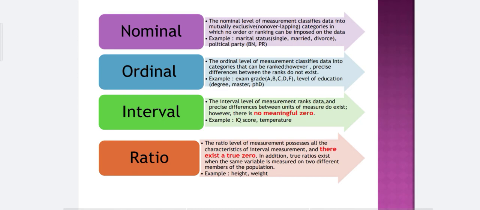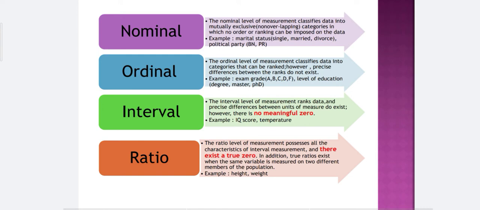Sama juga dengan ordinal, dia kategori juga, tapi ordinal involve ranking ataupun ordering. Order. Sebab tu dipanggil ordinal. Classifies data into categories that can be ranked. Contohnya exam grade. Ada A, B, C, D, E kan. So itu adalah ordinal. Kalau qualification ataupun level of education, kita ada degree, ada master, ada PhD dalam bentuk ranking kan, order. So the level of education adalah ordinal scale of measurement. So nominal dan ordinal ni dua-duanya adalah kategori variable, tapi nominal cannot be ranked, ordinal can be ranked.